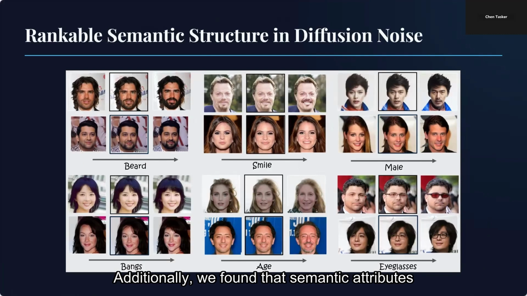Additionally, we found that semantic attributes are rankable within the diffusion noise. We test this by taking the DDIM inverted noise of some image and finding a direction in the latent space that is associated with a semantic property, for example, smile. And if we move the inverted noise in this direction and then generate an image from the result, we can increase or decrease the amount of smile in the image without changing the rest of the image. And we can do this with many different attributes, for example, beard and so on.